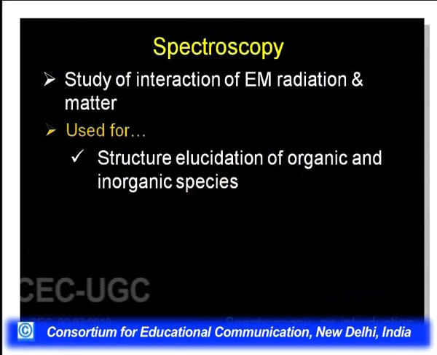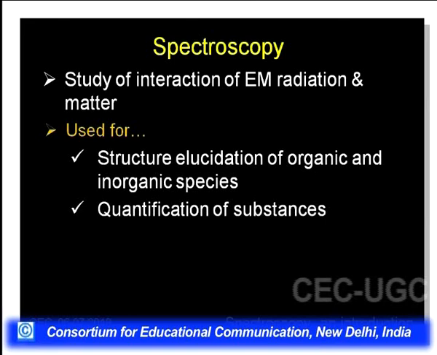Another one is about quantification of substances. That is another domain where spectroscopy comes into play. Yet another one is the study of interaction between different types of species. Now, suppose I have a protein molecule and I want to see how it interacts with a given metal ion, for that matter, or the interaction between proteins and nucleic acids. All these kinds of interactions between different kinds of species can be studied with the help of spectroscopy.